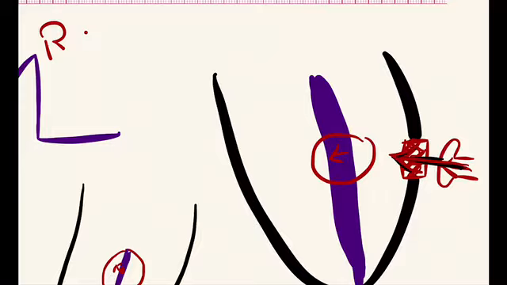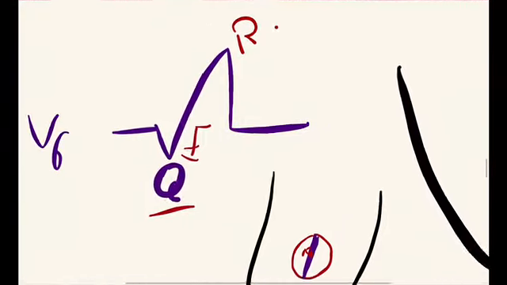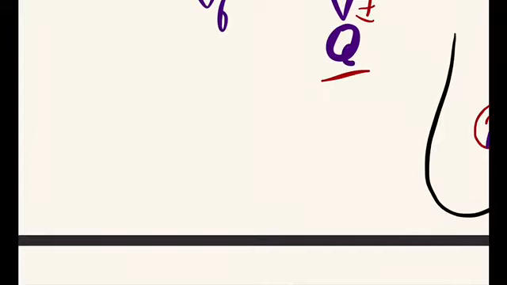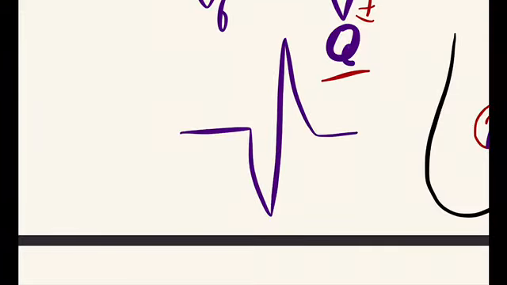Now because of this, there will be an increase in the depth of the Q wave. There will be an increase in the width of the Q wave. This is the pathological finding of myocardial infarction. So this was very important. I hope you got my point.